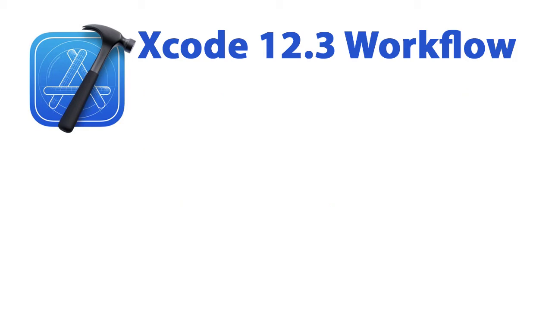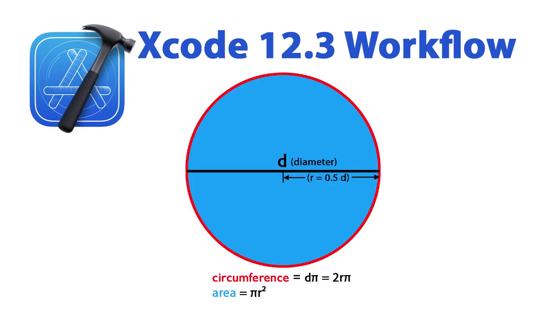So I want to do a project in all three workflows. And the project I'm going to do is just a simple circle calculator where the user provides a diameter, and we're going to find the circumference and the area and report that back out to the user. So we know our formula for the circumference is the diameter times pi, or 2 pi r, or 2r pi, twice the radius times pi. And then the area is pi r squared, the radius squared times pi. So we're going to do this with playgrounds first, and then the next video I'll do it with storyboards, and then we'll do a third video in which we'll do it with SwiftUI.